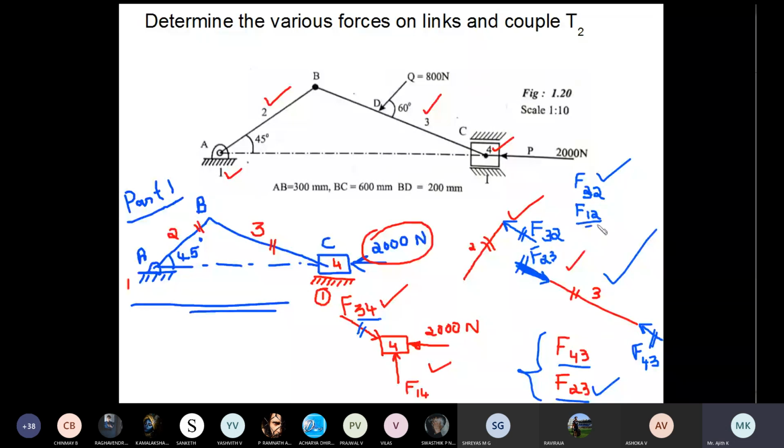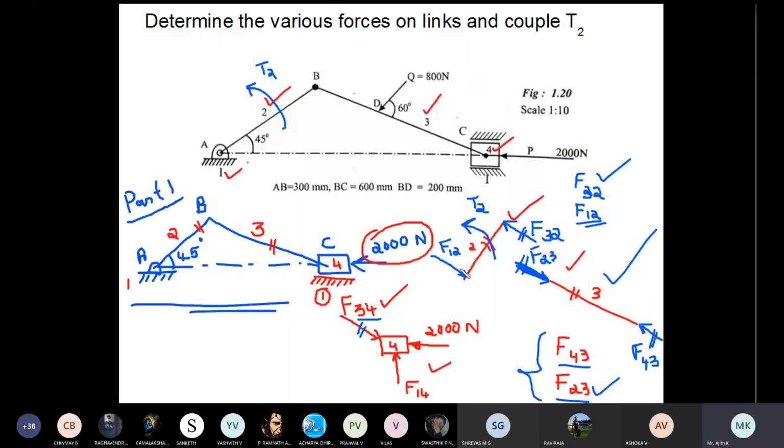Now last one, F12. Since there are two forces, F12 will be equal in magnitude but opposite in direction. So apart from these two forces, there is one torque also here, torque 2 or T2. You have to indicate this torque in the question also. It's missing in the question. T2.